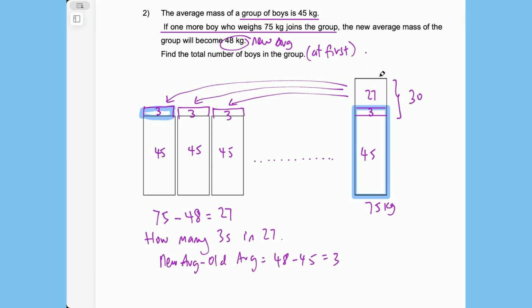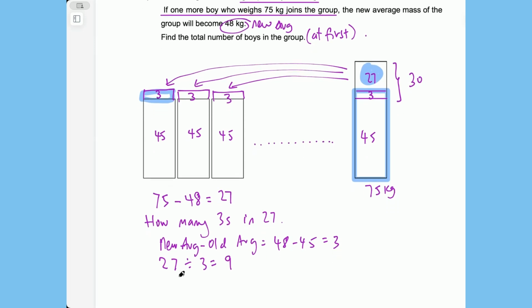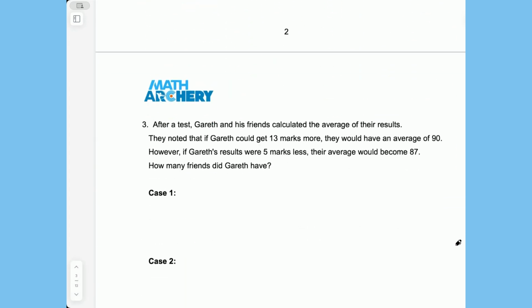Okay, and then we have this additional 27 here that has to be spread out. So we are using 27 divided by 3, and what we get is 9. Okay, so there are 9 3s. So if there are 9 3s, that means the original number of boys is 9. So the answer is 9. Okay, now we move on.